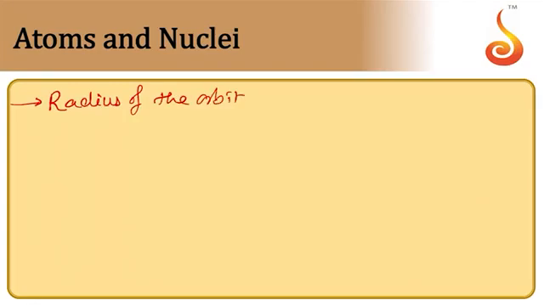The radius of the nth orbit is given by epsilon naught n square h square divided by pi m Z e square. That's the radius of the nth orbit. For the first Bohr orbit, n is equal to 1, and for the hydrogen atom, Z is equal to 1. So the radius of the first Bohr orbit is given by epsilon naught h square divided by pi m e square.